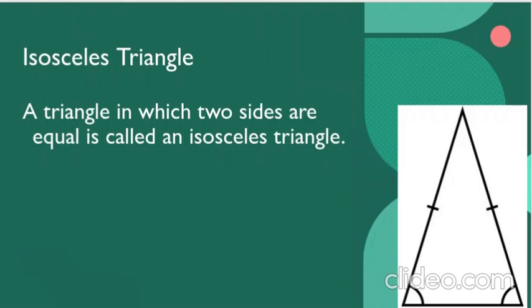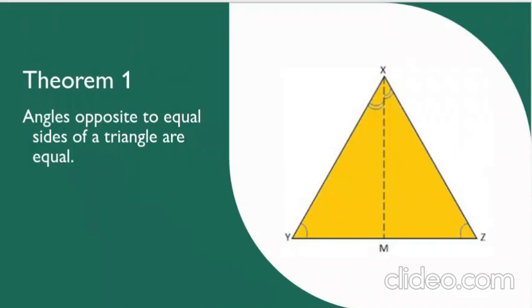Now, an isosceles triangle, as I said, is a triangle where two sides are equal. So here you see two angles and two sides are equal in an isosceles triangle. Now based on that, I have a few theorems. I mean not a few, only two theorems. Theorem number one says that angles opposite to the equal sides of a triangle are equal.